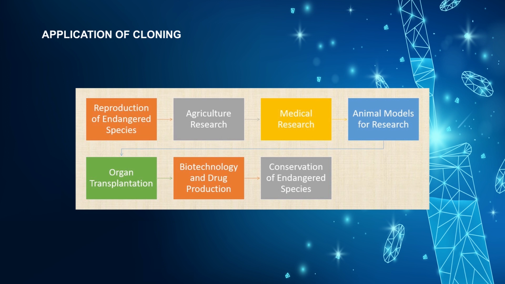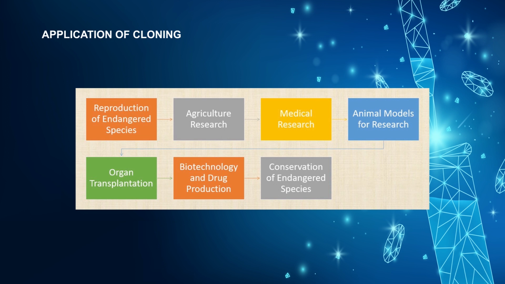Another area where it can be applied is organ transplantation, where cloning offers the potential for generating organs and tissues for transplantation. By cloning an individual's own cells and growing organs from them, there is a reduced risk of organ rejection, as the cloned organ would be genetically identical to the individual. This could help address the shortage of donor organs available for transplantation purposes.